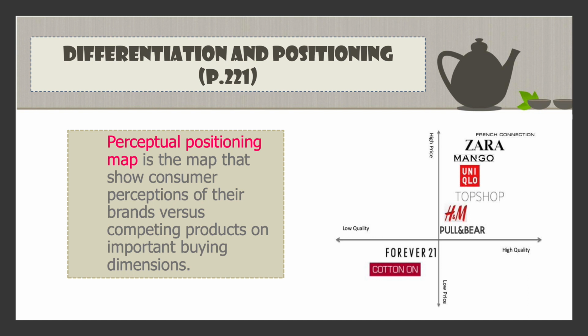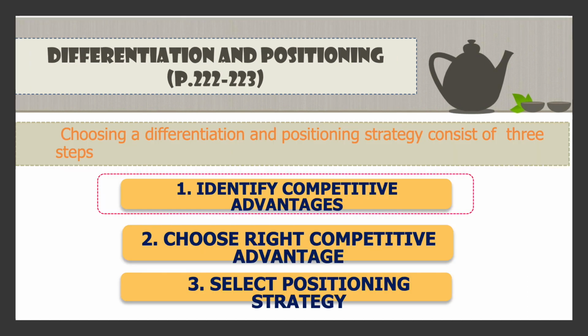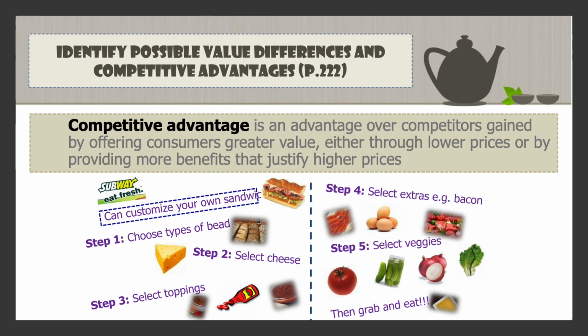Choosing a differentiation and positioning strategy consists of three steps. First is to identify the possible competitive advantages. Second is to choose the right competitive advantage. Third is to select a positioning strategy. Competitive advantage is an advantage over competitors gained by offering consumers greater value, either through lower prices or by providing more benefits that justify higher prices.